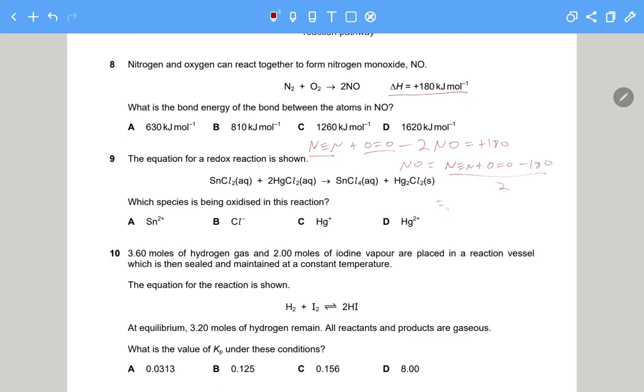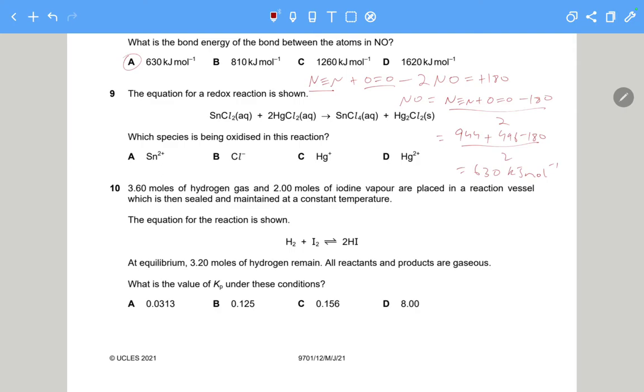and this is equal to 944 plus 496 minus 180. The 944 and 496 I got from the data book, over 2, and that is equal to 630 kilojoule per mole, and that is option A.